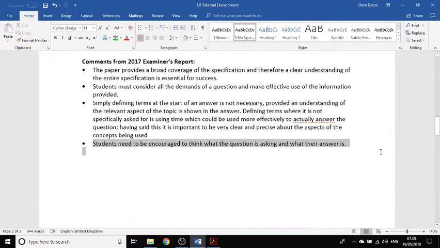And this final point, students need to be encouraged to think what the question is asking and what your answer is.